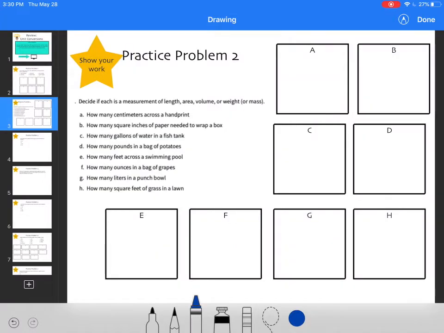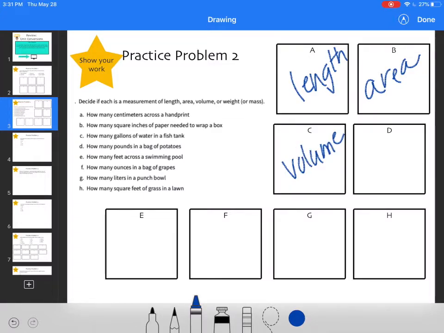Decide if each measurement is measuring length, area, volume, or weight, which is also known as mass. How many centimeters across a handprint? That's length. How many square inches of paper? Square inches is area. How many gallons of water fills the fish tank? That's volume. How many pounds in a bag of potatoes? That's weight or mass. How many feet across the swimming pool? That's length.